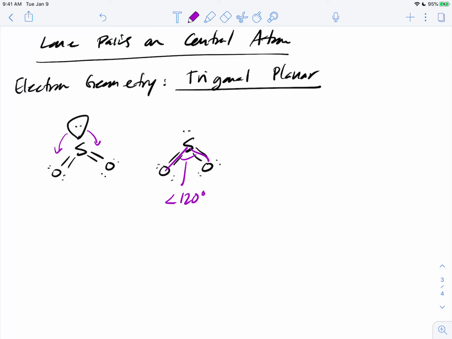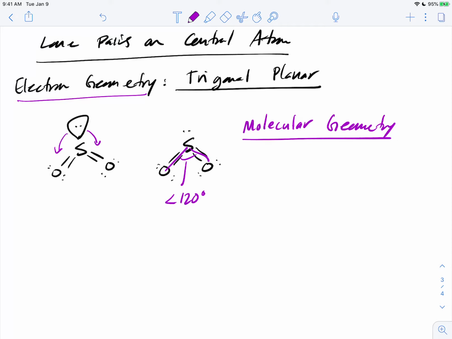So we say that the electron geometry is trigonal planar, but the molecular geometry, if we just look at the atom arrangement around the central atom, is going to be bent. We can see bent also. There's actually two ways we can see bent. We'll do it next for water.